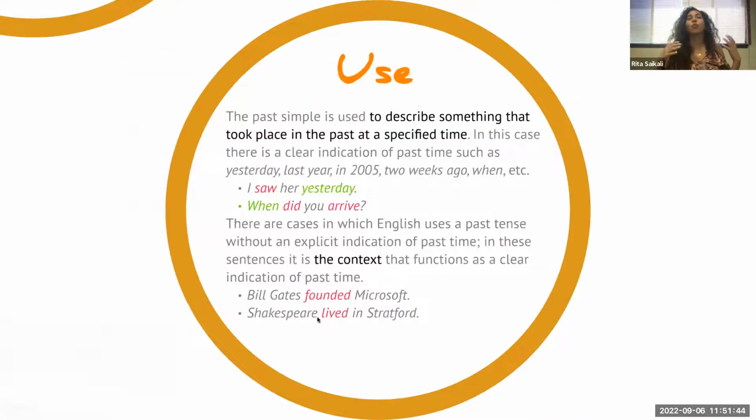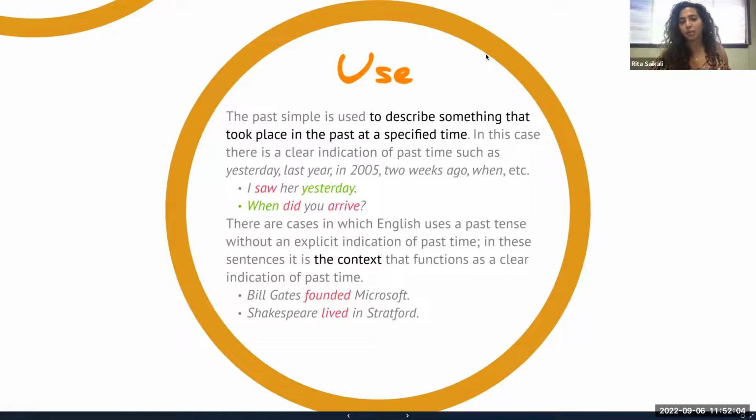All right. So when do we use simple past? We use it to describe something that took place in the past at a specific time. Easy? Something that happened in the past that took place at a specific time. Cool.